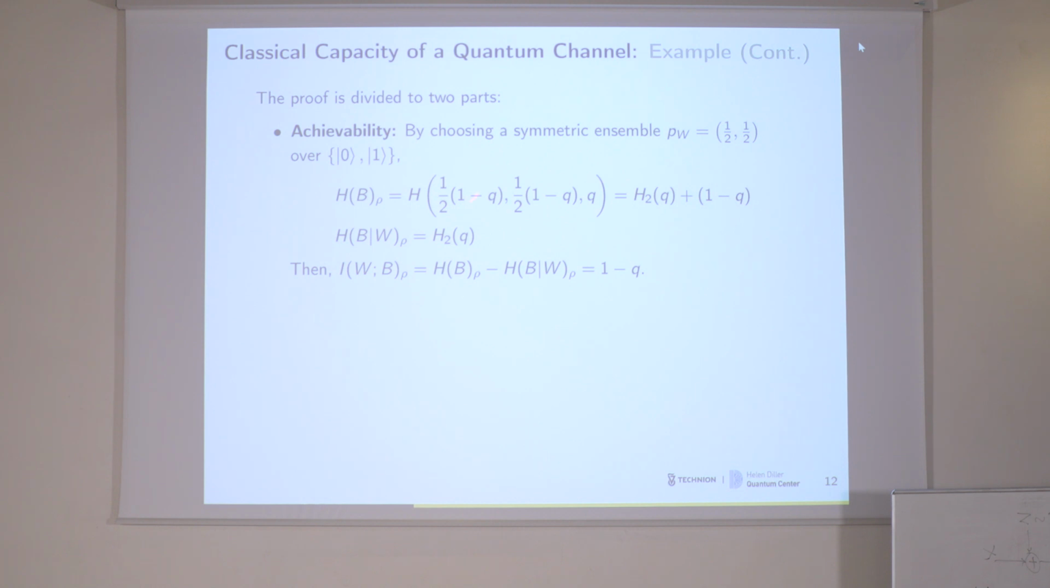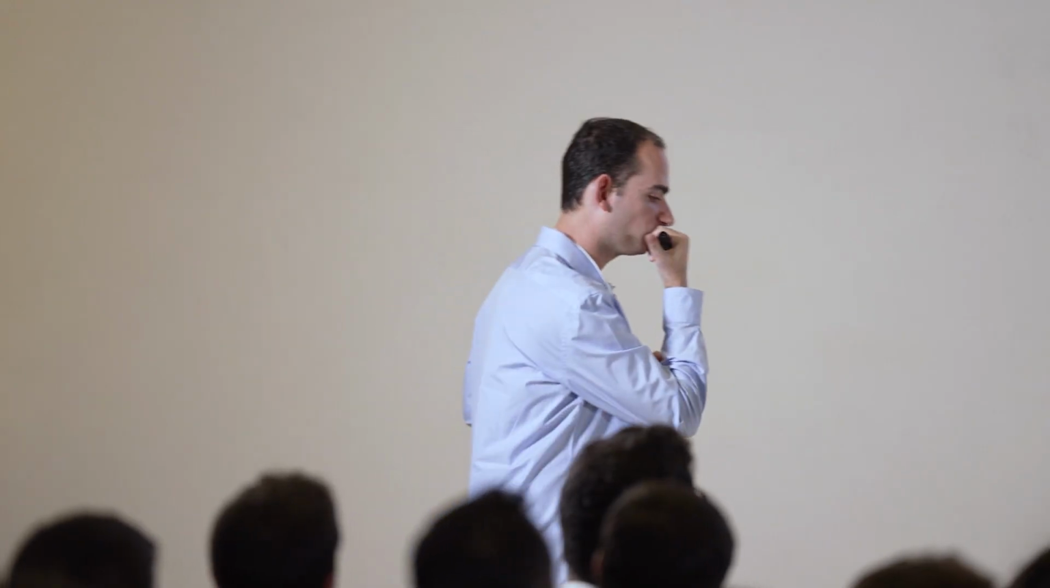So if we choose this ensemble, we choose the states 0 and 1 with a symmetric probability distribution, you can look at the output state, and then you will see that the entropy is equal to H2(q) plus (1 minus q), and the conditional entropy is H2(q). So if I subtract them, I get the mutual information, 1 minus q.